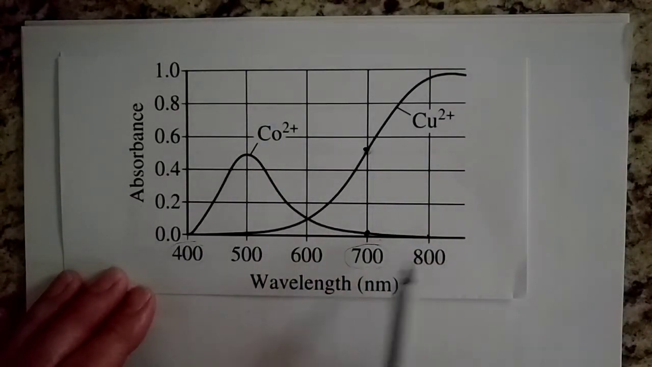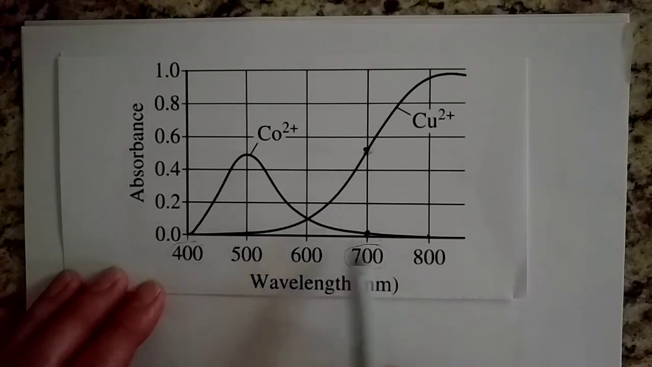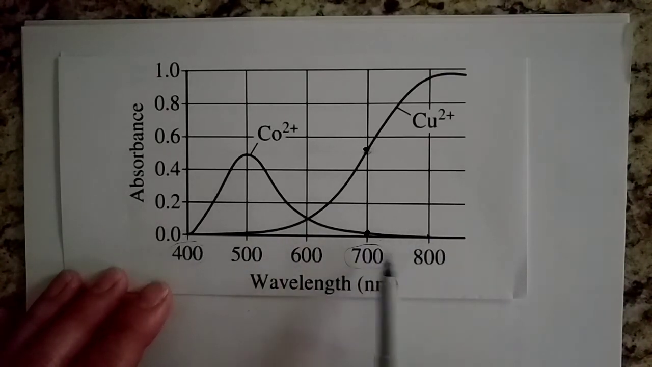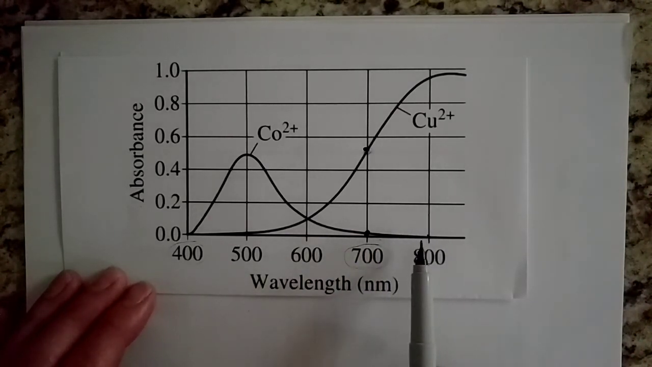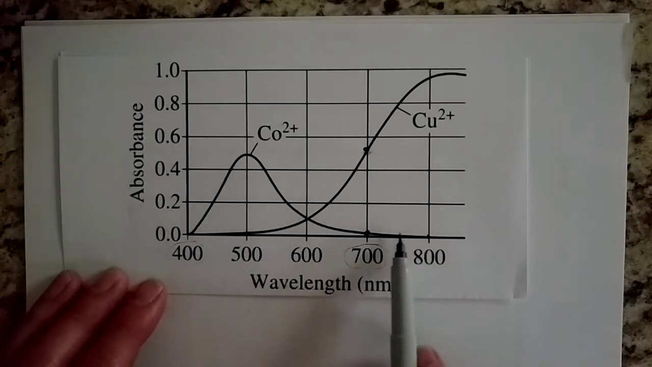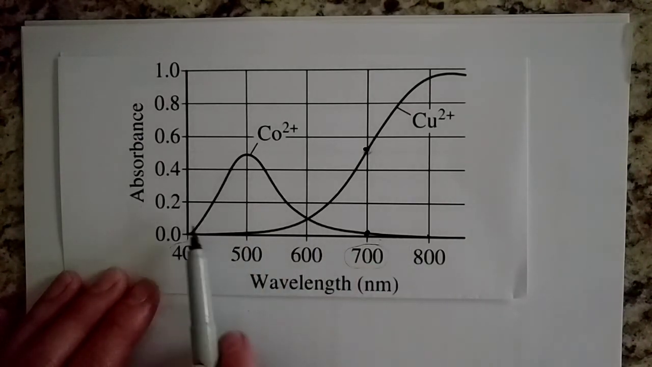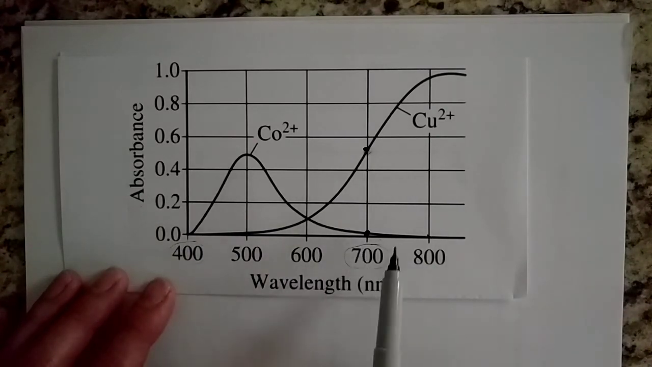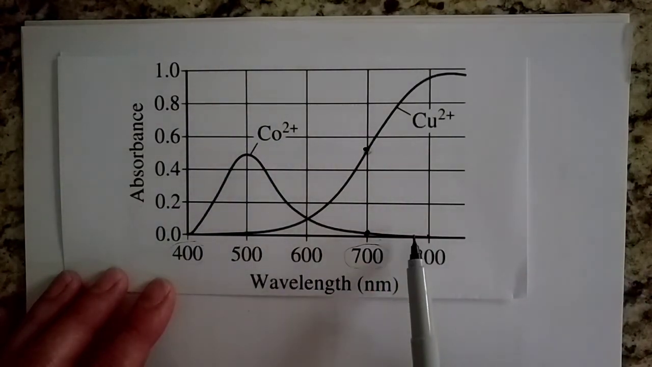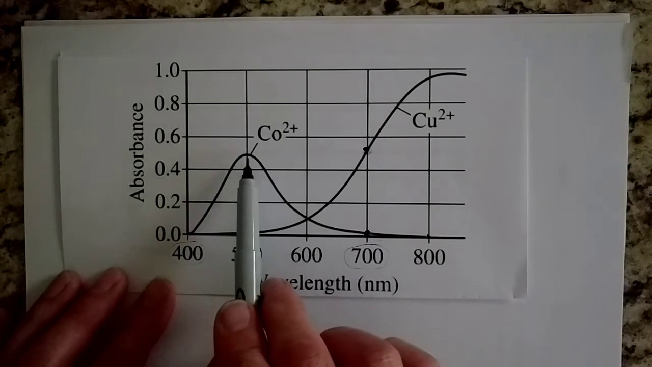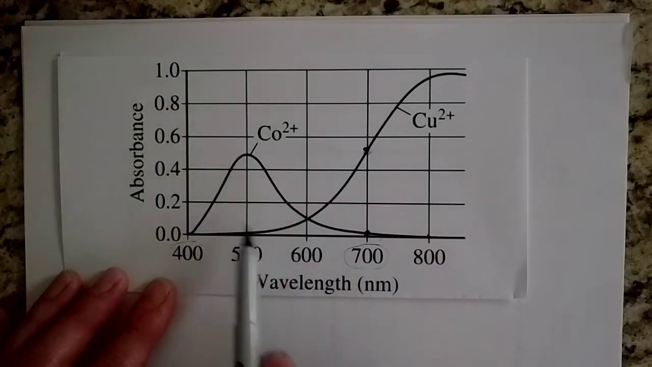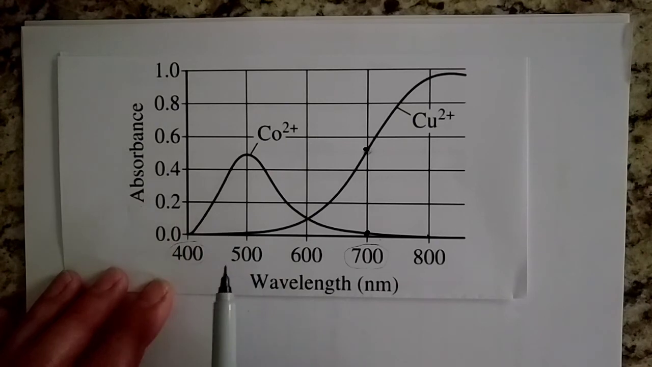And by the way, this is the range of visible light from about 400 to about 780. So this is the red light end of the spectrum, and we go in ROY G. BIV order down this way. So this is the red end, this is the violet end of the spectrum. So copper is a blue solution because it absorbs strongly in the red. What we see is the opposite color of what is absorbed. The cobalt is a pink solution, and that's absorbing here near the blue end of the spectrum.